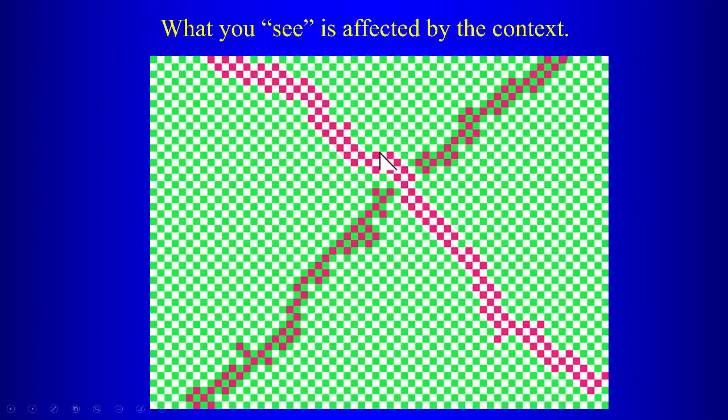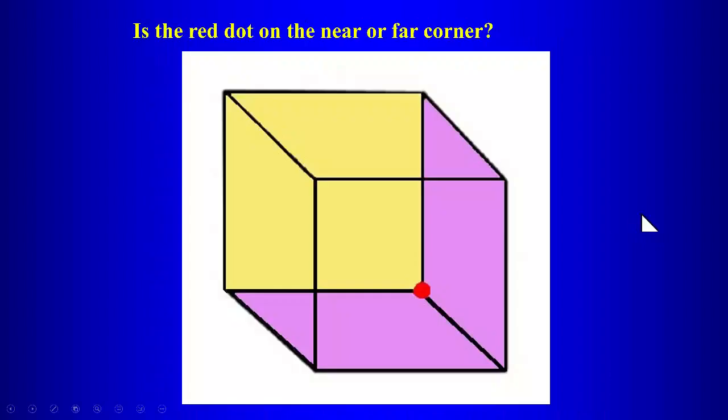Would you believe that the shades of red of this and this are exactly the same, even though this looks lighter? It only looks different to your eyes because of the surrounding context. But the actual shades of red are the same, and notice how different they look. And then this one: is the red dot on the near corner or the far corner? It can switch back and forth depending on how much you stare at it and what you imagine.